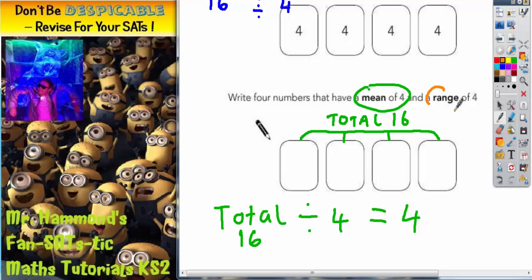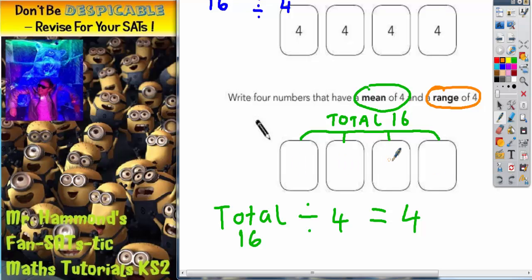But they've got to have a range of 4. So the difference between the smallest and the biggest has got to be 4. Now if we start to write some numbers in, so for example 6, 6, 10 and 10, that's going to take us way over the total of 16, because these two would make 20, these two would make 12, 20 and 12 make 32. That's too big.